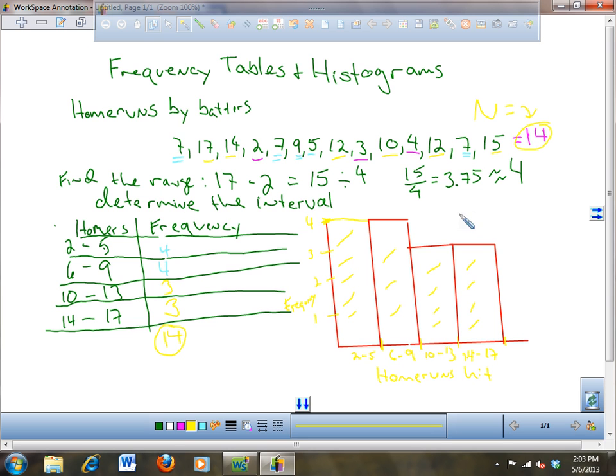That's called a histogram. You know that? Does anyone know the difference? This is called a frequency table, and this is called a histogram. That's because snakes like histograms. Okay, not really.